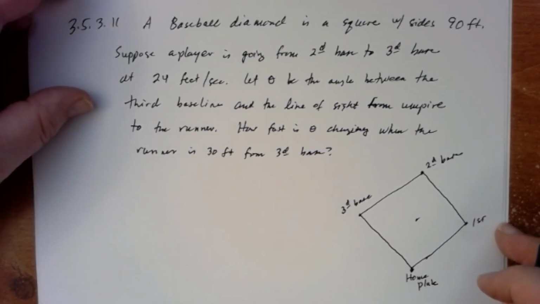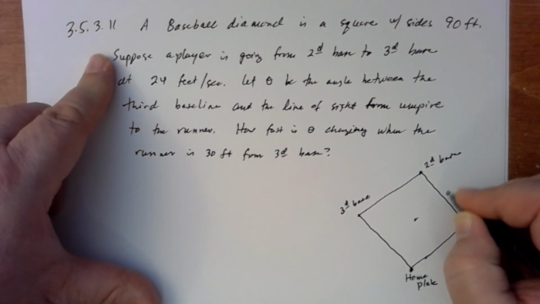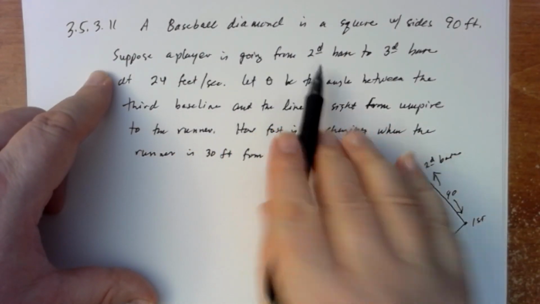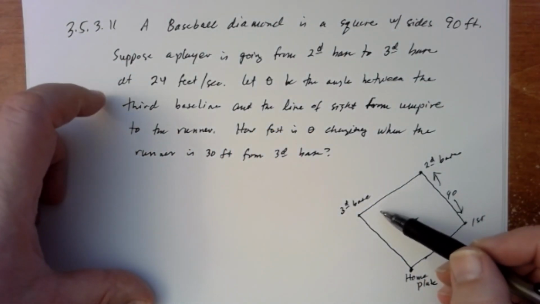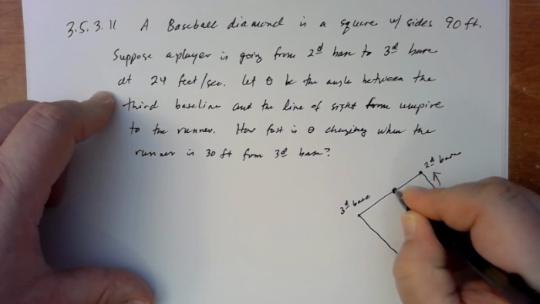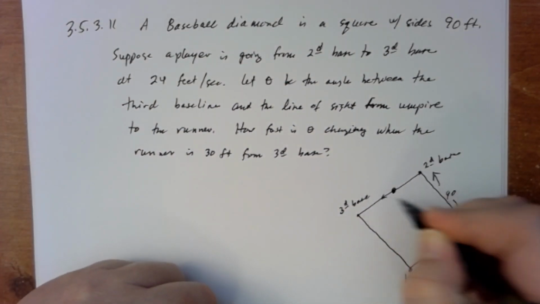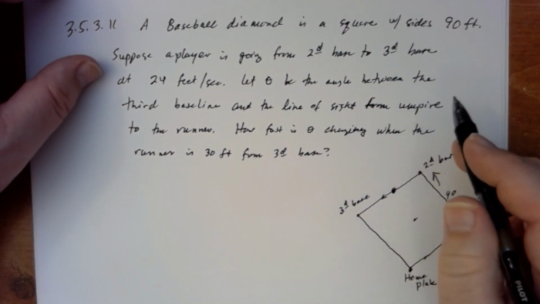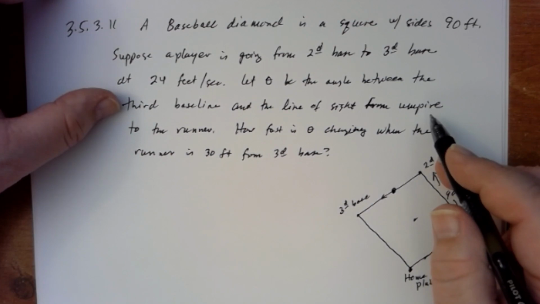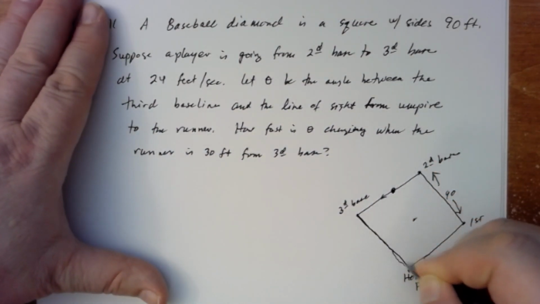Good. All right, so we're told that a baseball diamond's a square with 90 feet on each side, so these are each 90, right? And a player is going from second to third at 24 feet per second. So let's go ahead and just put our player in here somewhere. So there's our player, and they're moving right towards third. Okay, let theta be the angle between the third baseline. This is the third baseline.